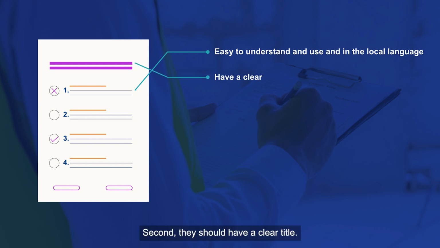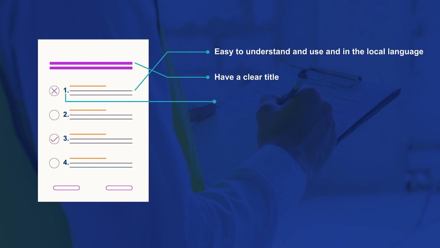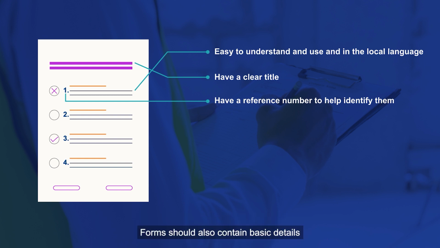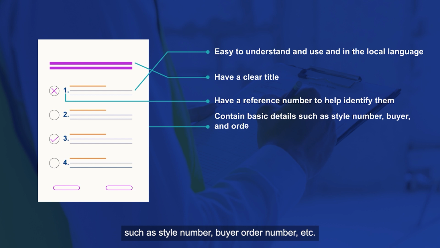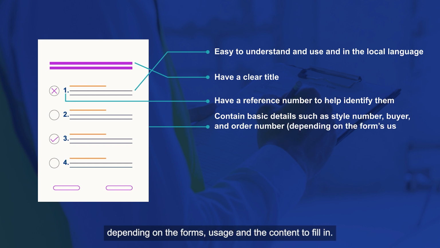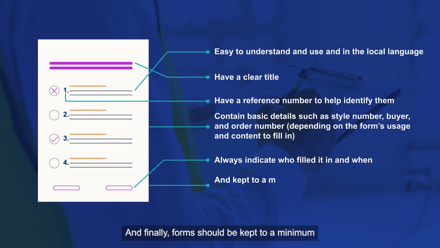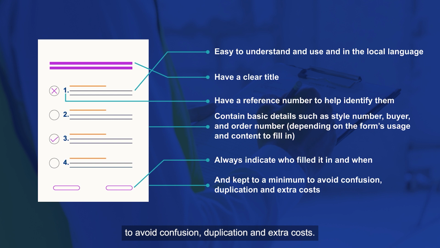Second, they should have a clear title. Next, they should have a reference number to help identify them. Forms should also contain basic details such as style number, buyer, order number, etc., depending on the form's usage and the content to fill in. And they should always indicate who filled it in and when. And finally, forms should be kept to a minimum to avoid confusion, duplication, and extra costs.